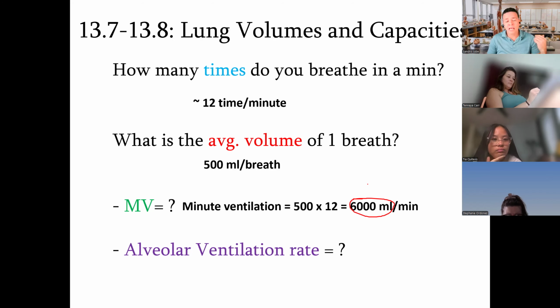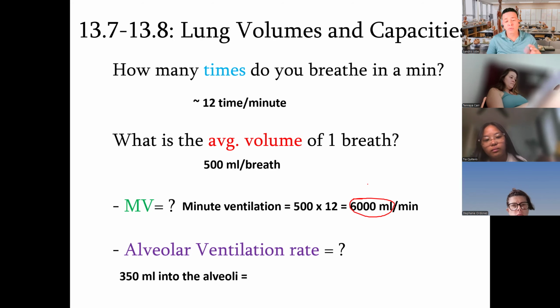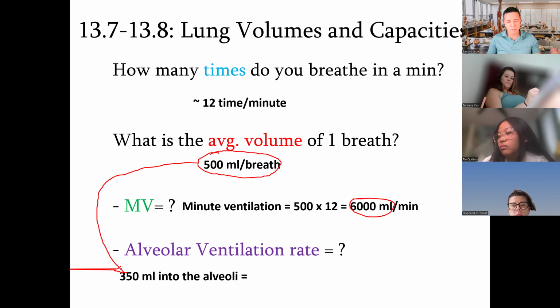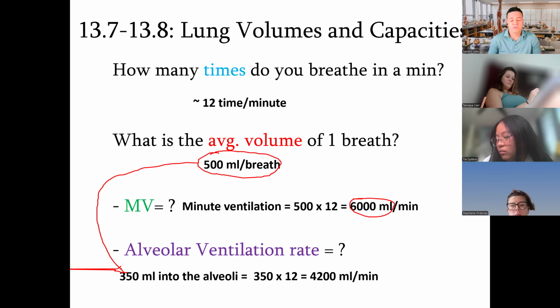We also have what is called the alveolar ventilation rate. And the alveolar ventilation rate is about 350 ml of air that actually goes inside the alveoli. So out of the 500 mLs of air that we take in with a single breath, only about 350 will actually reach the alveoli. So if you multiply 350 by 12, now we get the alveolar ventilation minutes, which is about 4,200 mLs of air per minute going inside the alveoli.